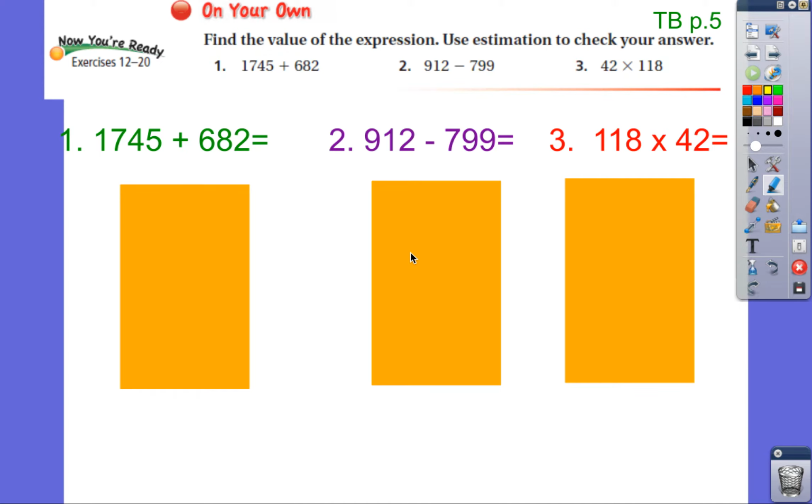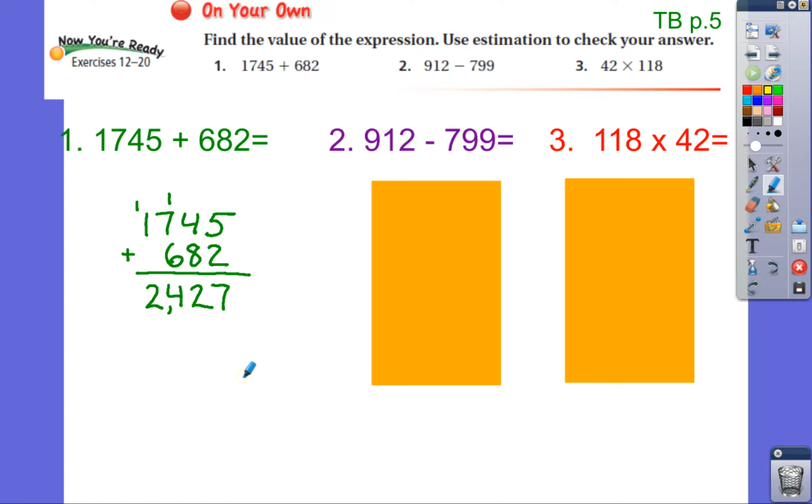Let's check our work now on the on-your-own problems that you completed on page 5. Problem 1 is an addition problem. You'll see I started by lining up the digits. Please make sure that your 5 and 2 line up. Over on the left, it's just fine that your 1 for your 1,000ths place is sticking out farther. That's the way it should be.